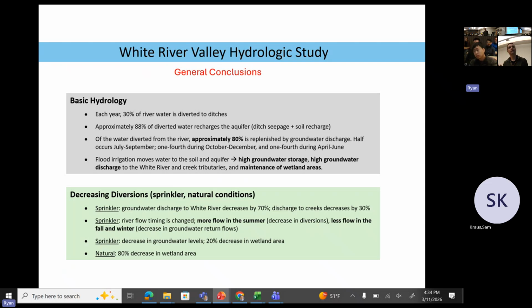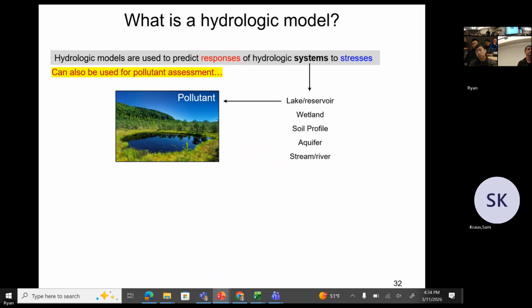So this is what we're showing, and now local managers have to decide what they do, right? Do they keep with flood or do they change to sprinkler? Most of the local farmers and ranchers want to keep flood. They feel like there's a lot of benefits to that, which we're showing with this study.